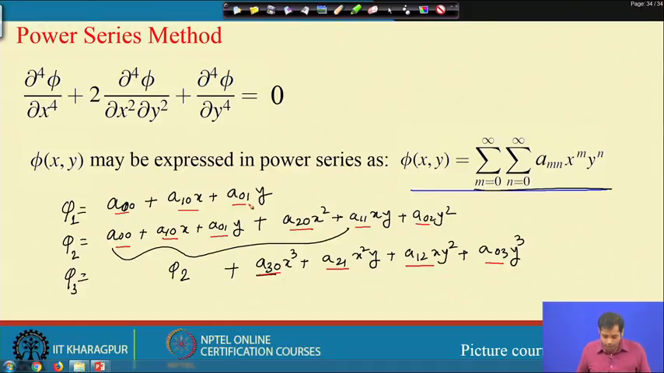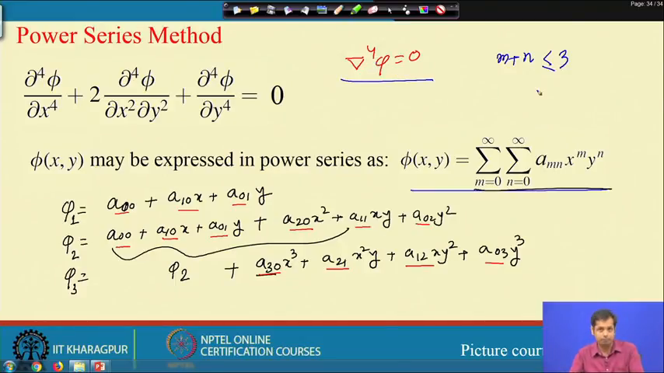Now, look at this equation. This equation is a fourth order equation, right? Del 4 phi is equal to 0. So, naturally, for all terms up to phi 3, that means m plus n less than or equal to 3, this equation is automatically satisfied, because it is a third order polynomial. So, naturally, when you differentiate it 4 times, then this has to be 0.